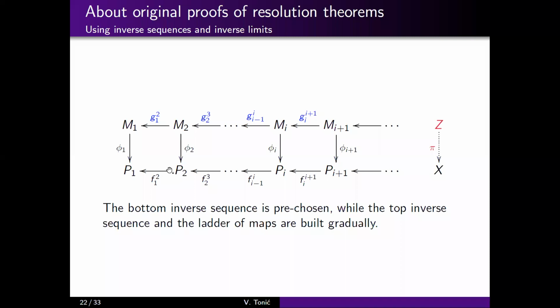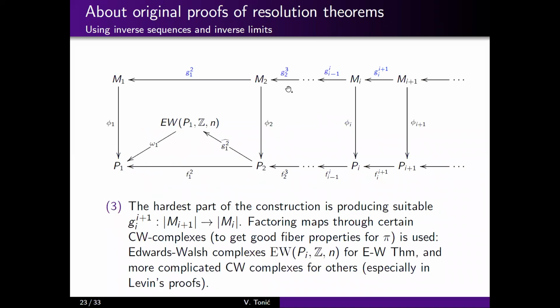And it's kind of carefully built using factoring maps through something, with changing triangulations as you go. And the hardest part of this construction is producing these suitable maps on top, because, like I said, very vaguely, their properties are the source of good fiber properties for your vertical map here. So the hardest part of the construction is producing these suitable maps.